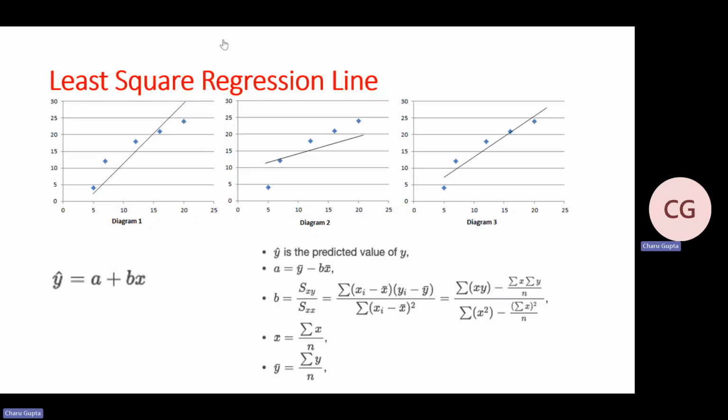X bar is the mean, and similarly y and y bar. When we solve this, we get the equation with the summation of xy minus the summation of x and the summation of y, where x is x bar and y is y bar. So, we have received the predicted value as y equals a plus bx. Now, let us consider a simple question.